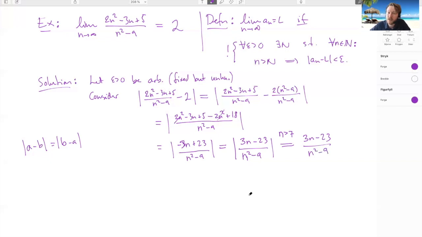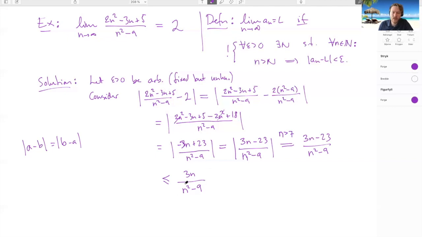Yay! That's good. The next thing one can notice is that I'm actually allowed to make this thing bigger without losing the game I'm playing here. If I'm just dropping this 23, I'm getting a bigger expression. Of course, this thing here is bigger than this thing. But if I know that this thing is less than epsilon, then this is less than epsilon. Hence, this is less than epsilon. So I'm still in good shape here.